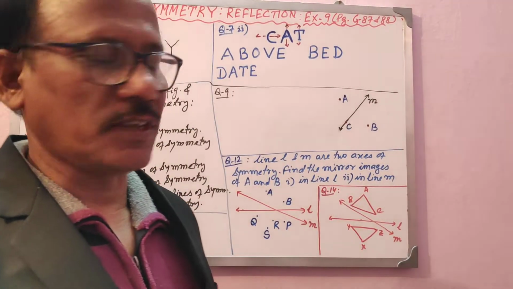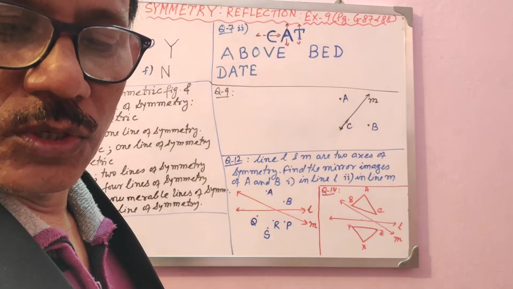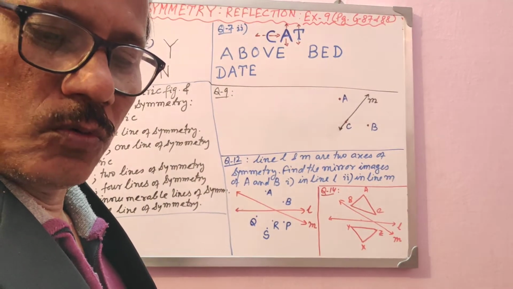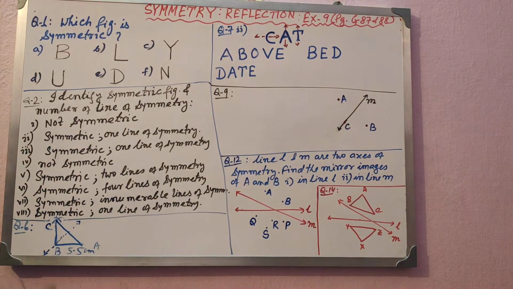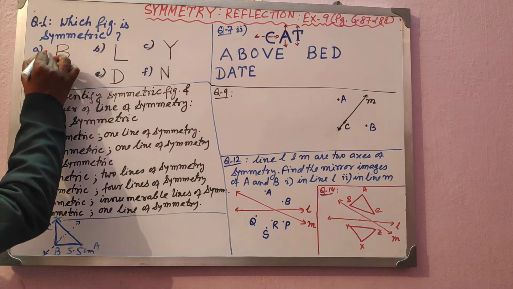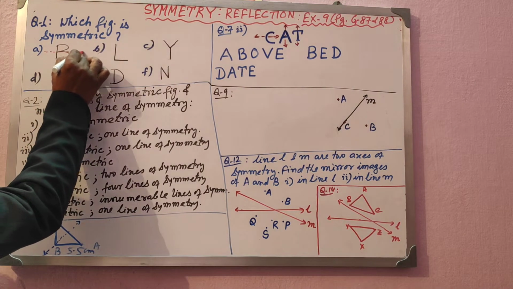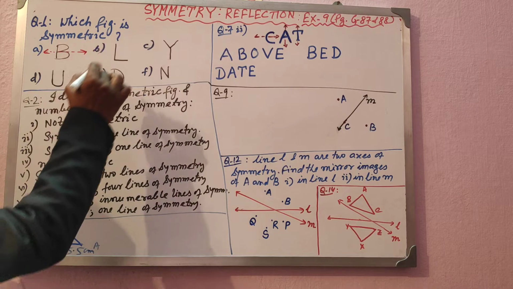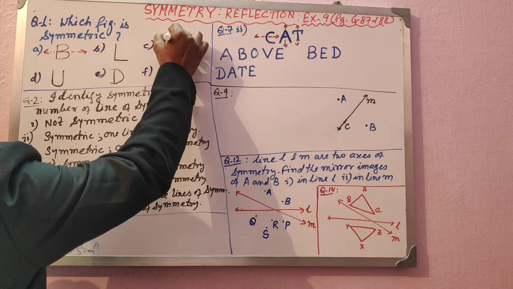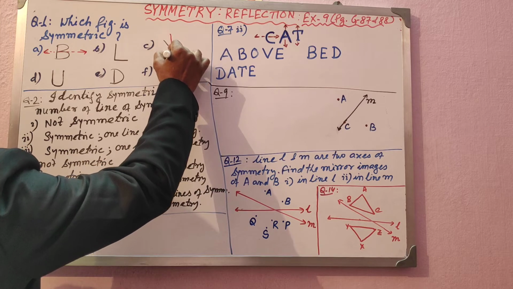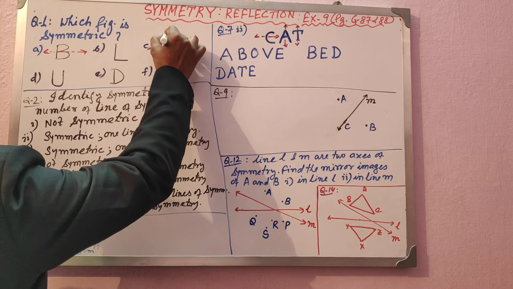So let us take the first question. It is said to you, which of the figures given to you is symmetrical? See, B you can have symmetry. So through this you can draw a symmetrical line. L you can't draw. Y you can draw a symmetrical line through the center of this. So it is symmetrical.